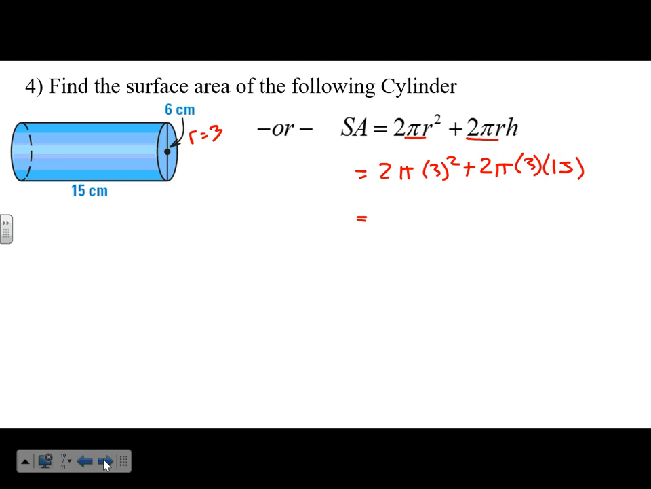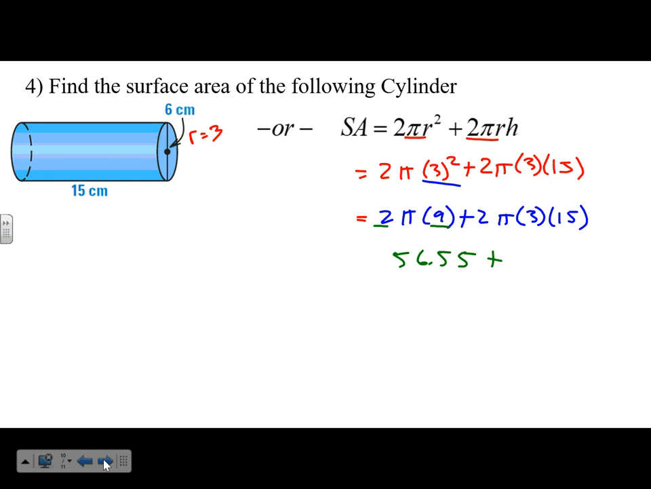Again, you technically could type this on your calculator. It just makes me a little bit nervous. There's a lot of stuff to put in there. So I'm going to start solving it step by step, using order of operations. The exponents are first. So that's 2 times pi times 9 plus 2 pi 3, 18. Then multiplying: 2 and 9 is 18, and you can multiply by pi as well. So you can just type in 2 times pi times 9, which is 56.55.